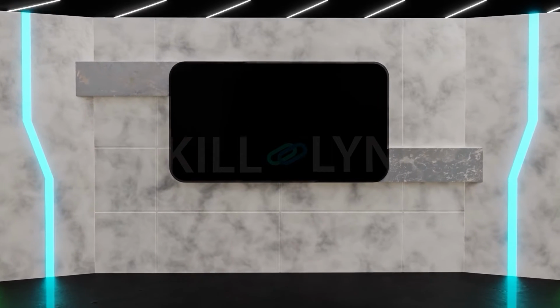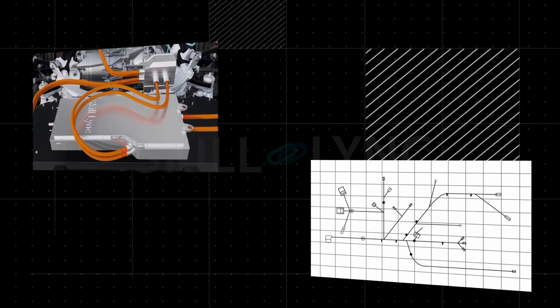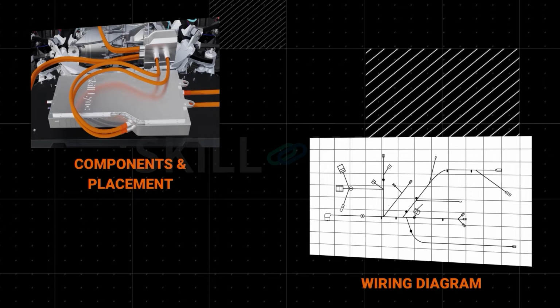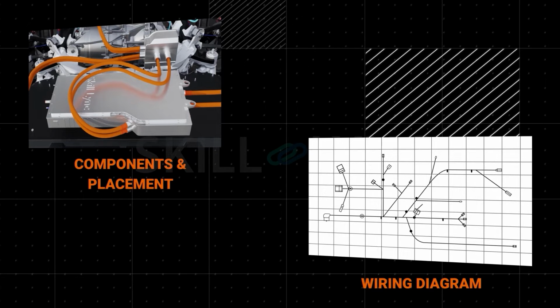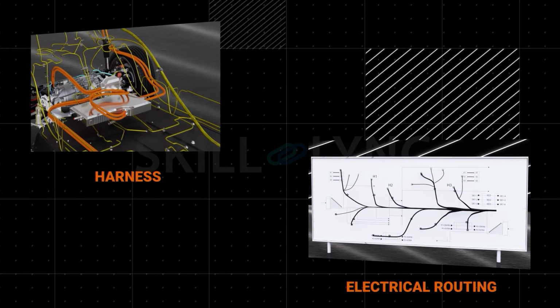Before a wiring harness is developed, it is vital to model and simulate the positioning of components and the route of wires. It has to be designed in a way that efficiently uses the space in the EV while making sure that all necessary components are connected. Behind the design of a wiring harness are four main steps. These include selecting the components and their placement, the wiring diagram, selecting the right harness, and electrical routing.